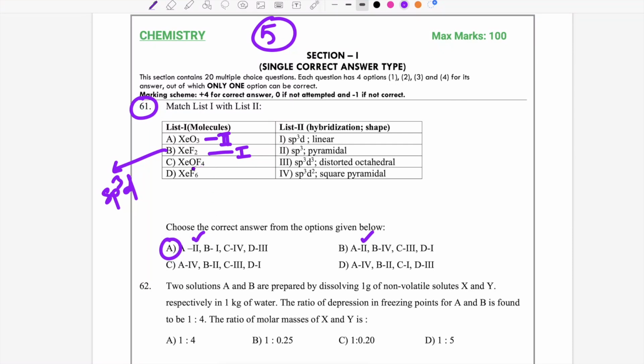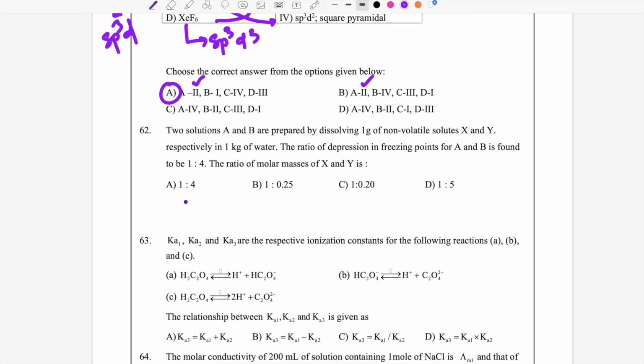Now for C, we'll see XeF6. What is the hybridization here? 8 plus 6 is 14, 14 by 2 is 7, so this is sp3d3, so D goes with 3. And what is left is this, which is 1 with sp3. So this is the answer for this question. Now we move to the 62nd question.